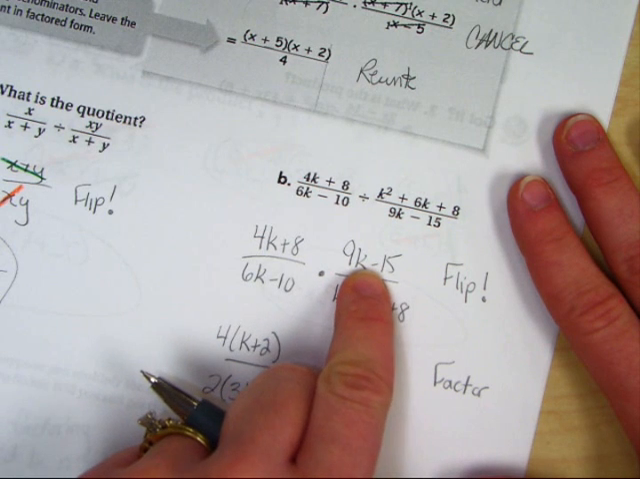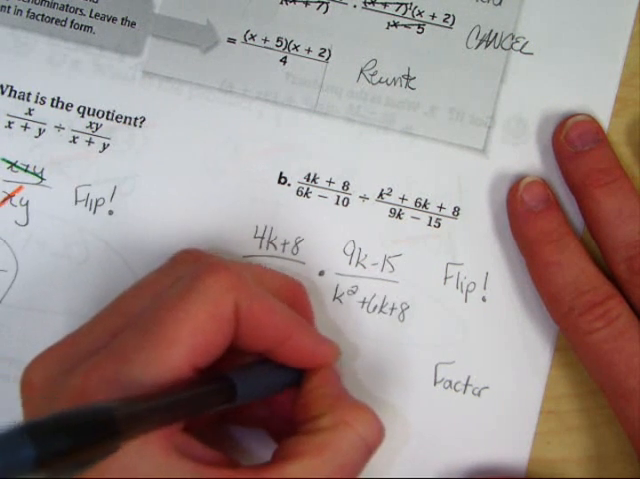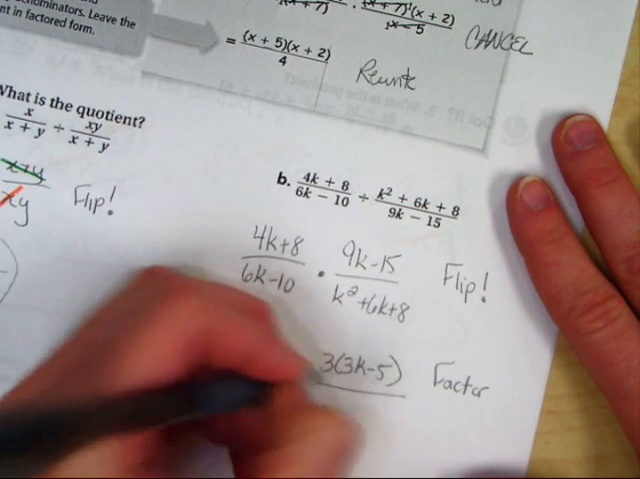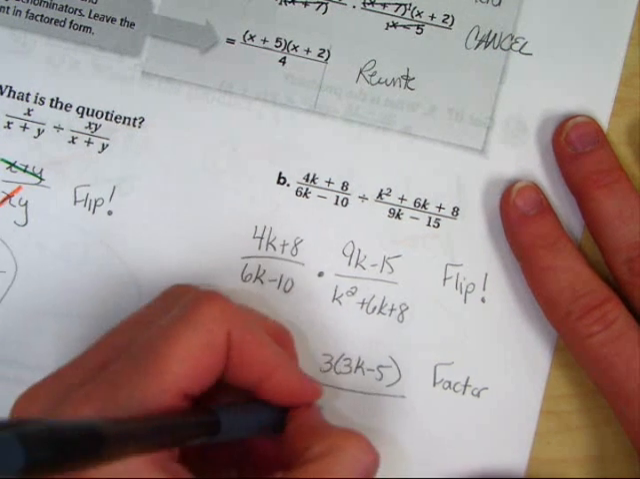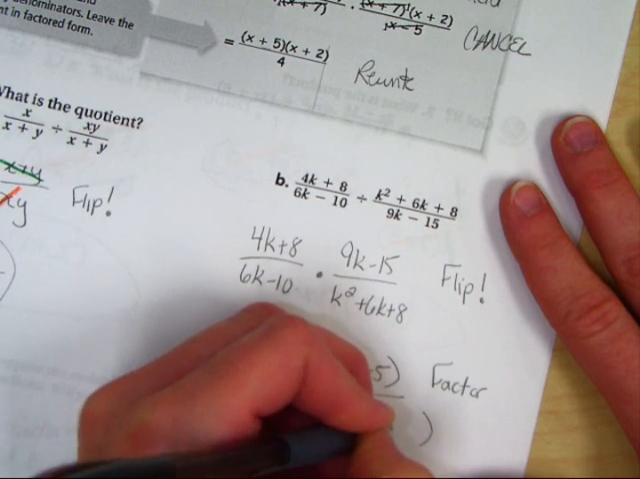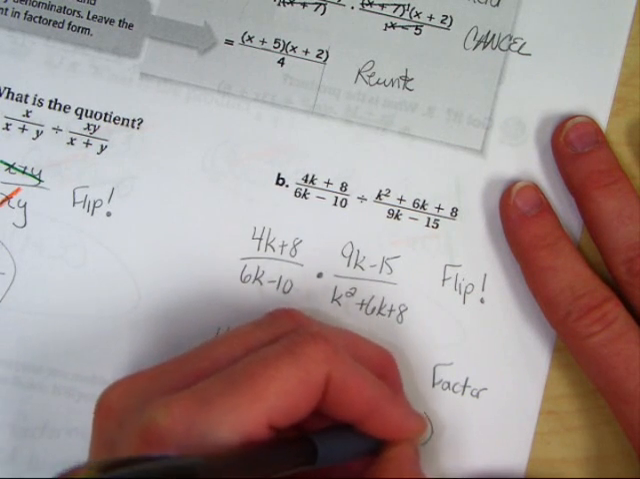Factor the top right. You should pull out a 3. Factor the bottom right. You should be writing 2 binomials, k and k, and you should break down 8, positive 2 and positive 4.